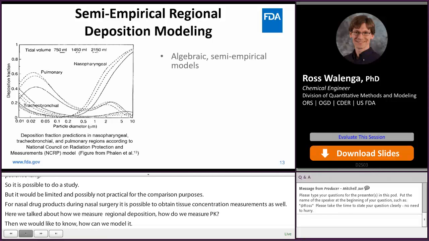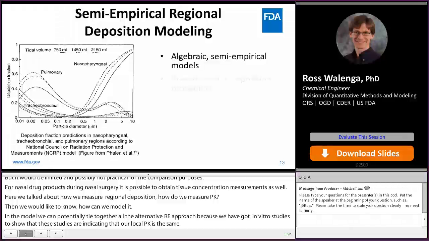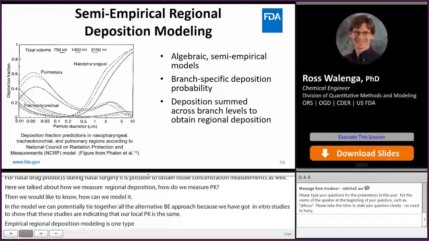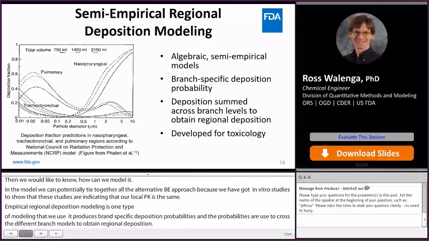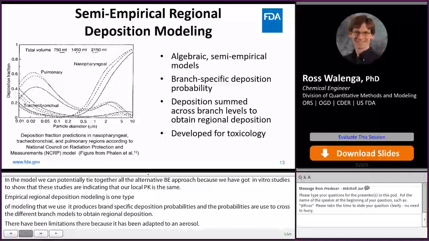Semi-empirical regional deposition modeling is one type of model that may be used. This is an algebraic semi-empirical model. It produces branch-specific deposition probabilities, and then these probabilities are used to sum across the different branch levels to obtain a regional deposition. It was developed for toxicology, so there are some limitations there because it's then been adapted to aerosol-based products. But it's a potentially useful method and certainly computationally efficient, and with proper validation could be an important part of an alternative BE approach.